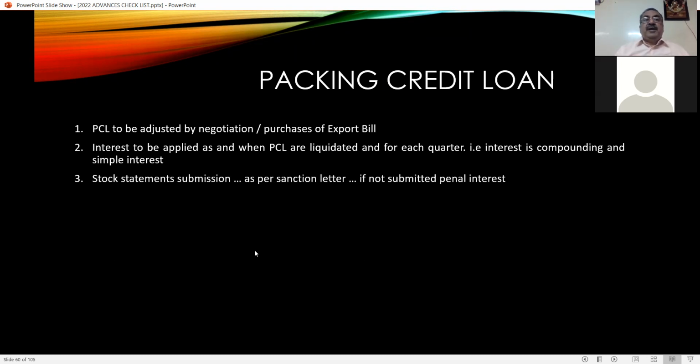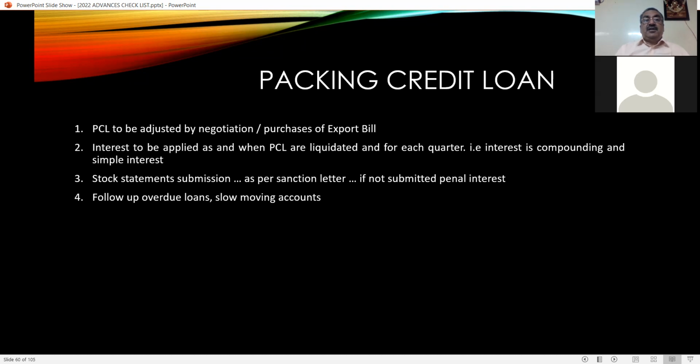Stock statement submission, yes. As per the sanction letter, even for the packing credit loan, the stock statement has to be submitted by the party. For this, please refer to the sanction letter. If it is not submitted as per the terms of the sanction, then penal interest has to be charged by the bankers. And follow up the overdue loans and slow moving accounts.